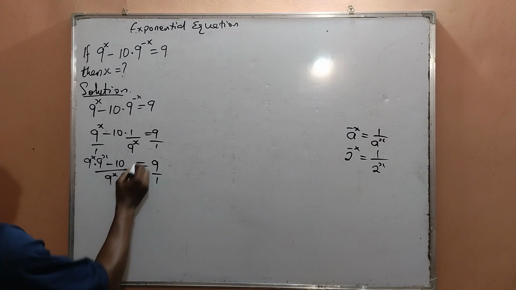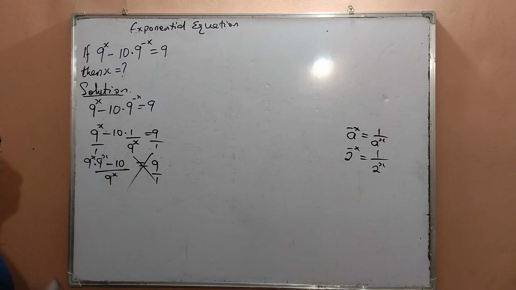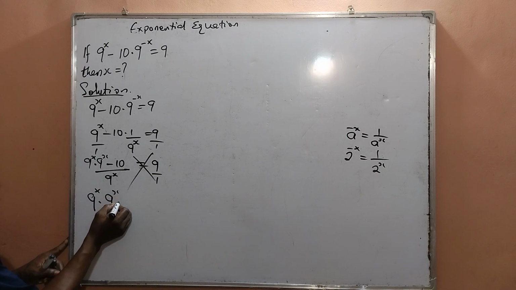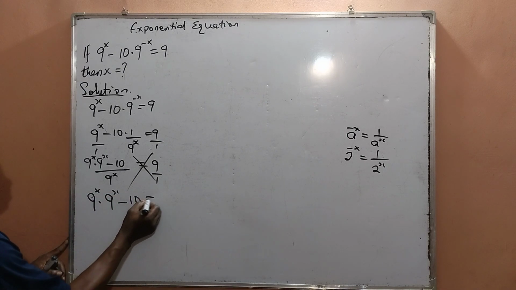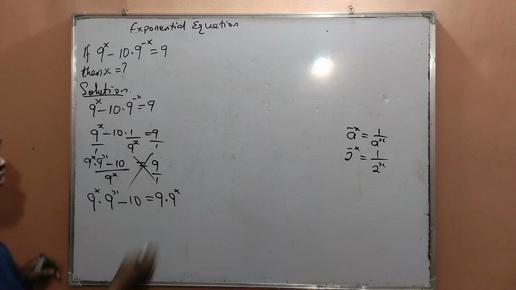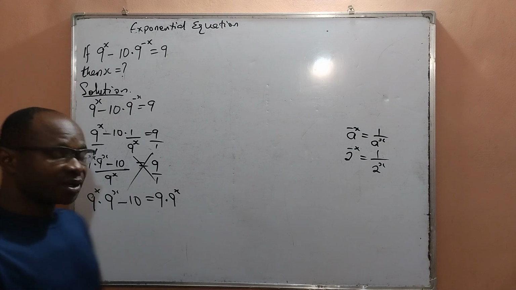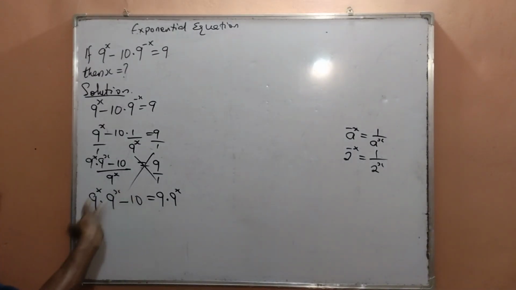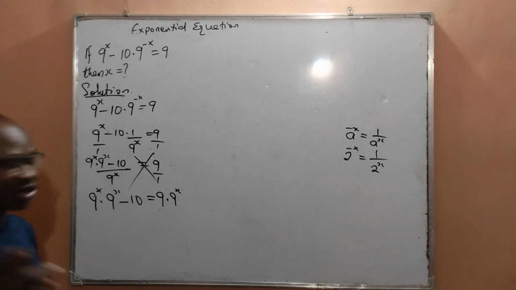At this point, I can take cross multiplication so that it becomes 9 to the power of x multiplied by 9 to the power of x, then minus 10 is equal to 9 multiplied by 9 to the power of x. Very good. So moving forward, what next should we do now? Let's do it like this.